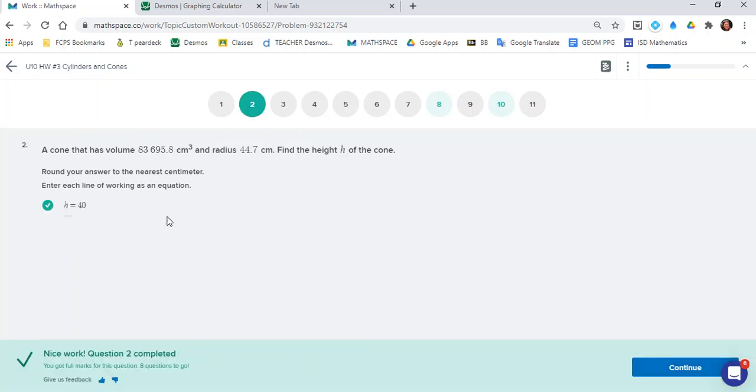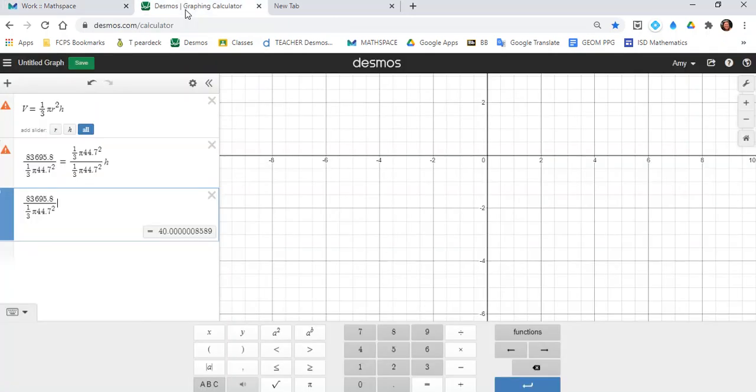Okay, so this was just like those two homework problems. That is how you use Desmos to solve any kind of formula where you're given the volume or the surface area or the lateral area, and then you're straight up just doing basic algebra 1.